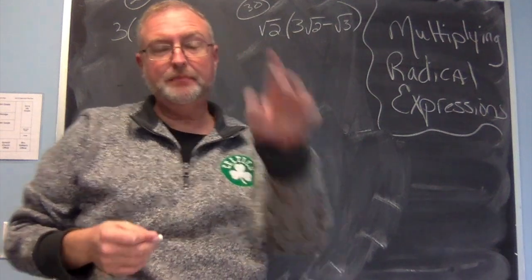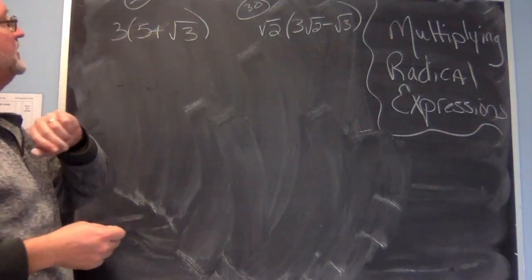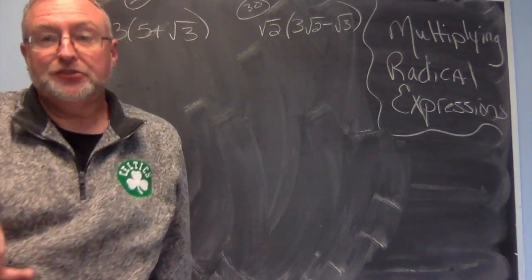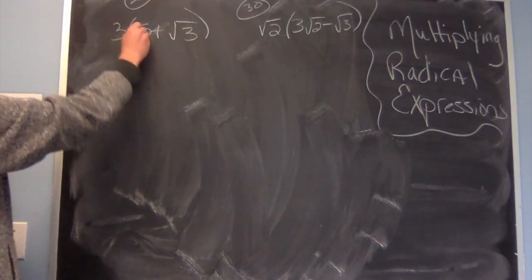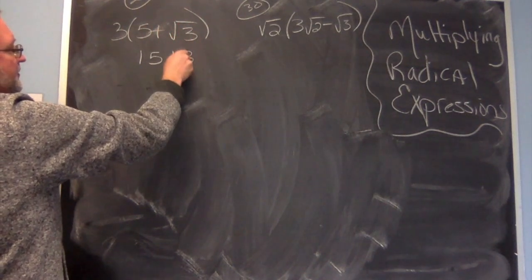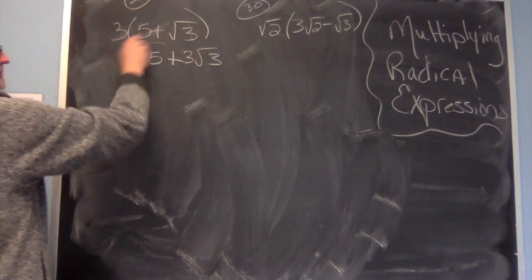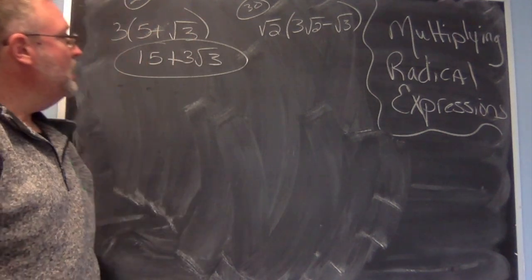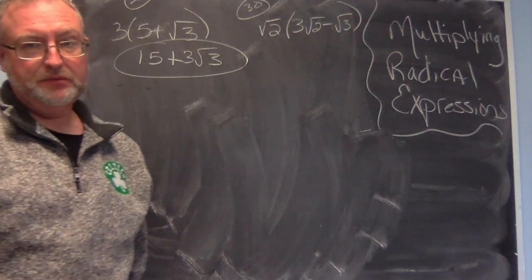And we're back. All right. So if you look up here, number 27, I have 3 times 5 plus the square root of 3. Distribution. So 3 times 5 is 15, plus 3 times the square root of 3 is 3 square root of 3. Nothing else I can do with that one. That's your answer.